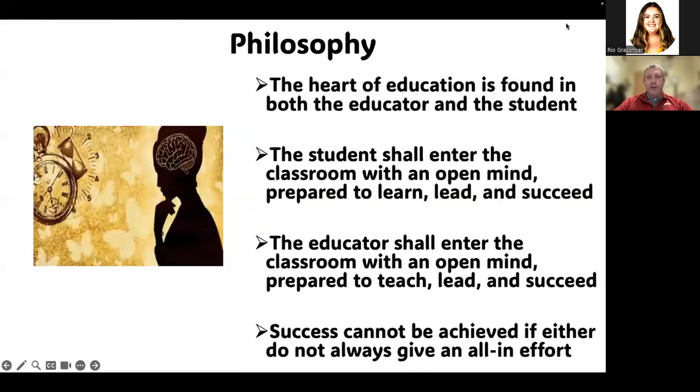So first of all, we have to look at what our philosophy of education is. We have to remember as educators that the philosophy really means a lot to us. First of all, the heart of education is found in both the educator and the student. We try to encourage our students to do their best. We try to encourage our students to study. We make sure that our students are getting everything they need, but truly it begins with us as we enter the classroom. So we have to have this philosophy that the heart of education is found within both of us, the student and the educator.